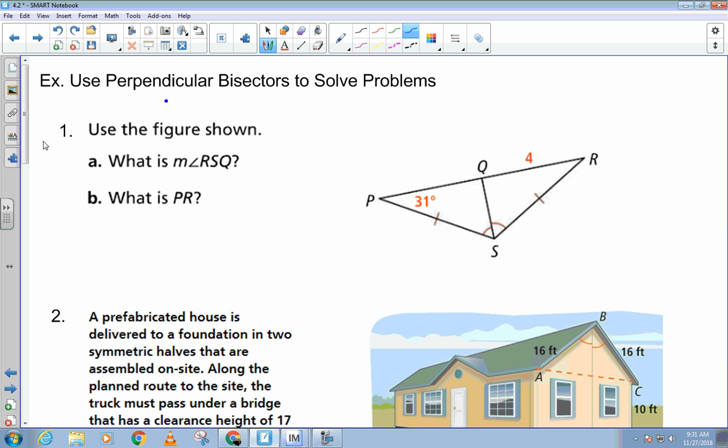Okay, here's the figure shown. What is the measure of angle RSQ? So RSQ is what we're looking for right here. Now look at the big picture. What kind of triangle is it? It's isosceles, right? It's turned upside down, but it's isosceles. What do we know if it's isosceles?